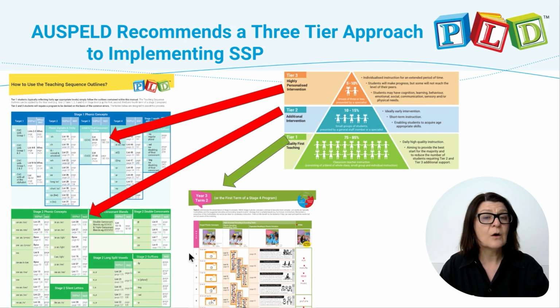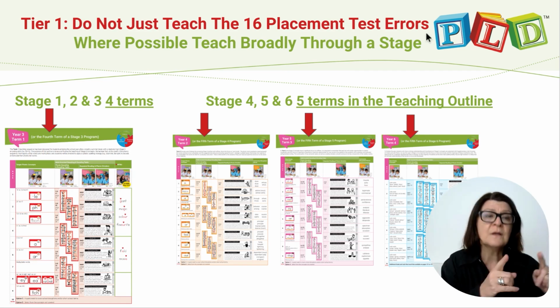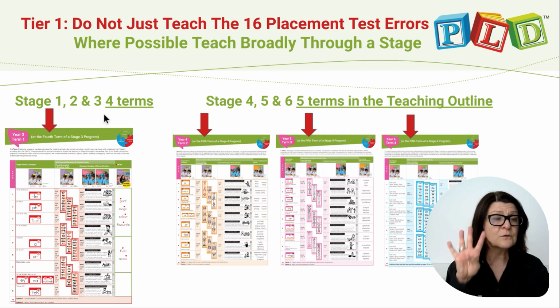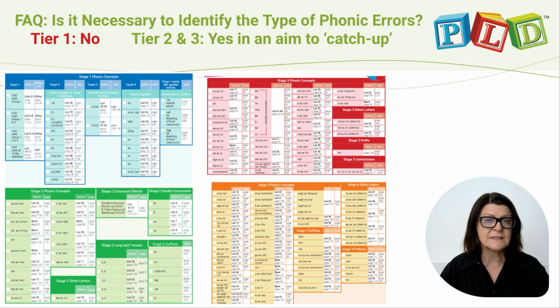Remember, Tier 1 on that teaching sequence, Tier 2 and Tier 3, you're creating a plan for them. Please, for Tier 1, do not just teach the 16 placement test errors, or else you will be moving your strong students through those stages too quickly. Stages 1, 2, and 3 have 4 school terms of coverage. Stages 4, 5, and 6 have 5 school terms to cover the content in that teaching sequence outline.